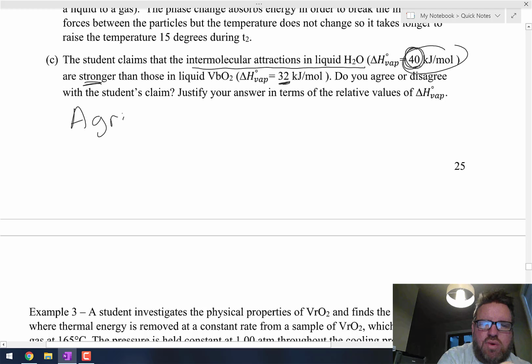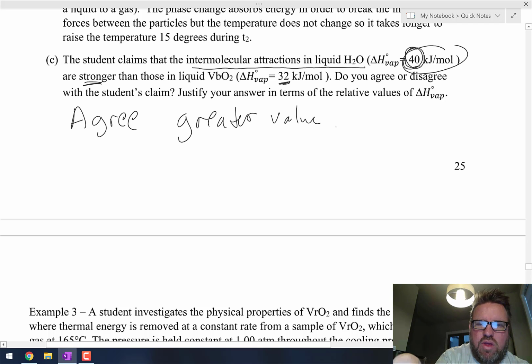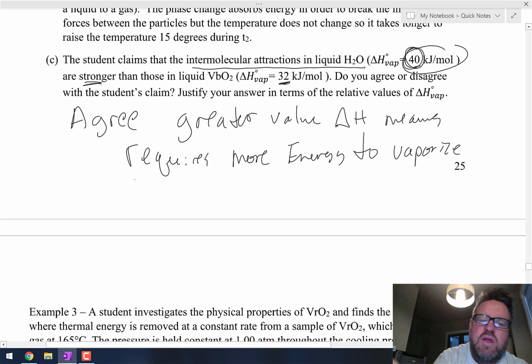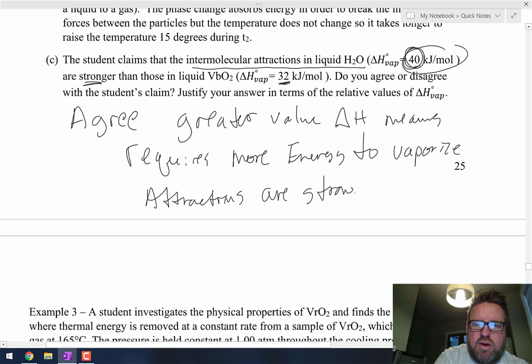Okay, so you're going to agree with that response because a larger or a greater value for delta H means it requires more energy to vaporize. And then therefore the attractions are stronger between the molecules.